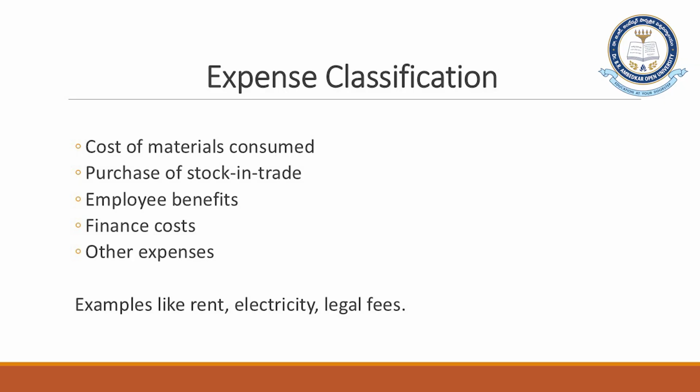Then we have the expenses classified. Cost of material consumed, any purchases during the year, any employee benefits, finance costing or any other expense like rent, electricity, legal fees, all these expenses will be recorded. Once that is done, then we have the exceptional items being shown there.